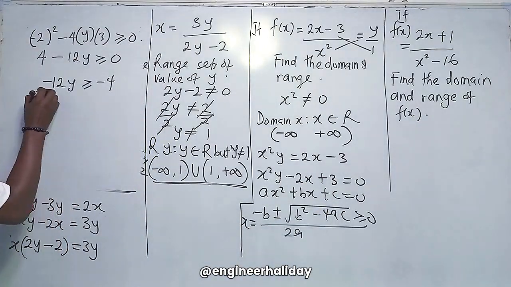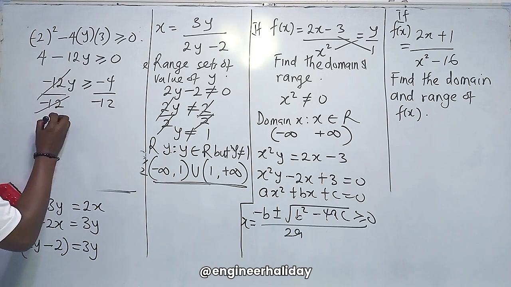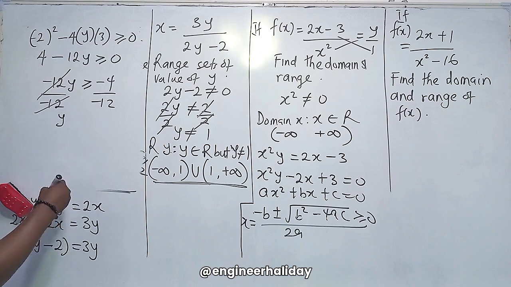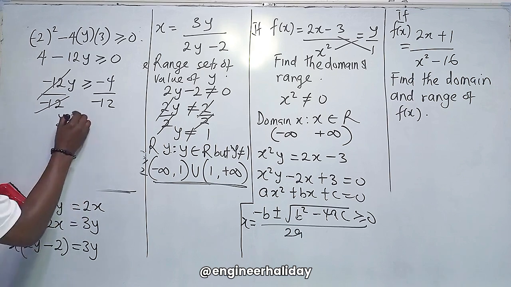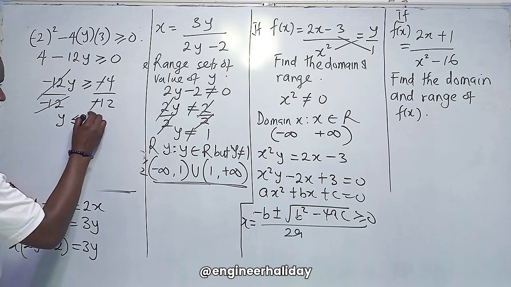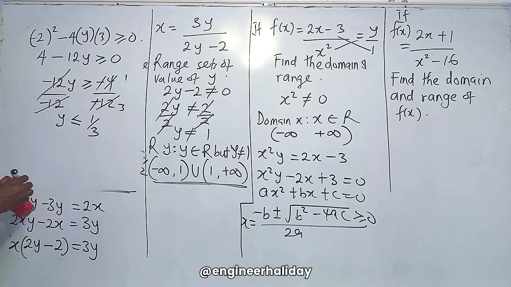So what I want to have now is to divide both sides by minus 12. This will cancel this. It will change the inequality sign when you are dividing or multiplying by a negative number. So minus will cancel minus, and this one was 4 over 12, so I would have 1 over 3. y is less than or equal to 1 over 3.